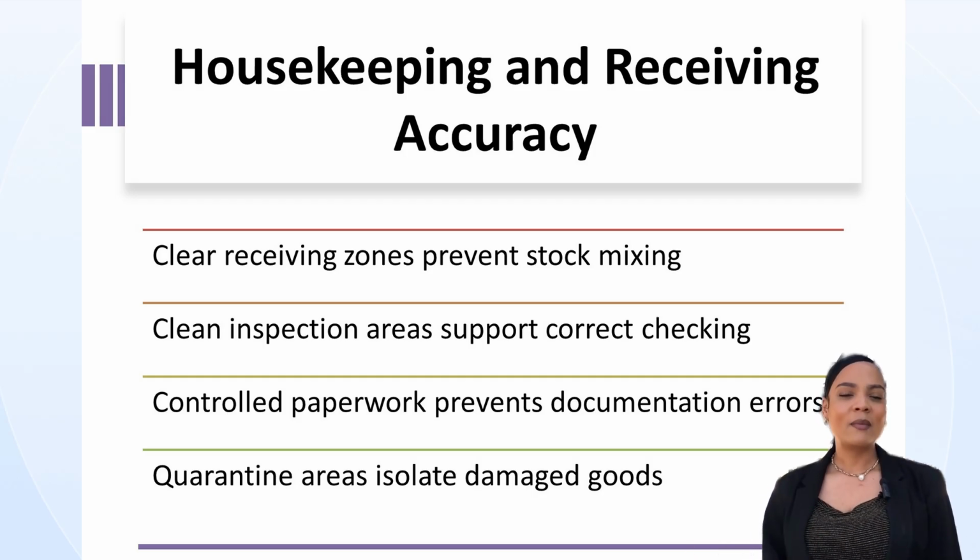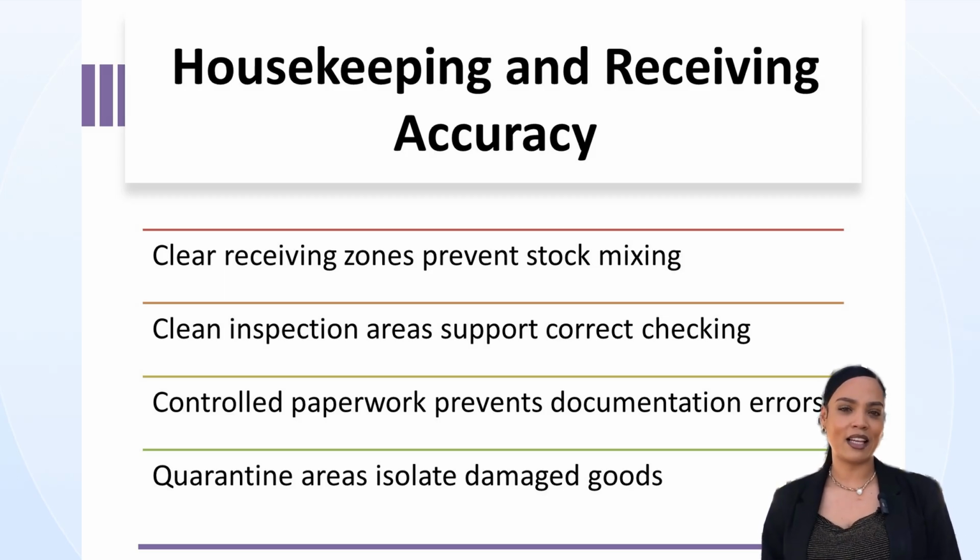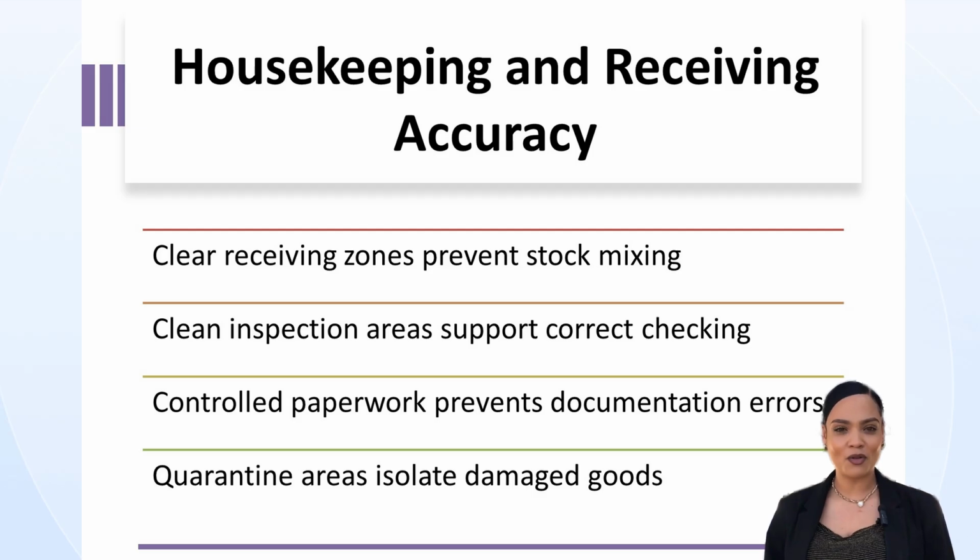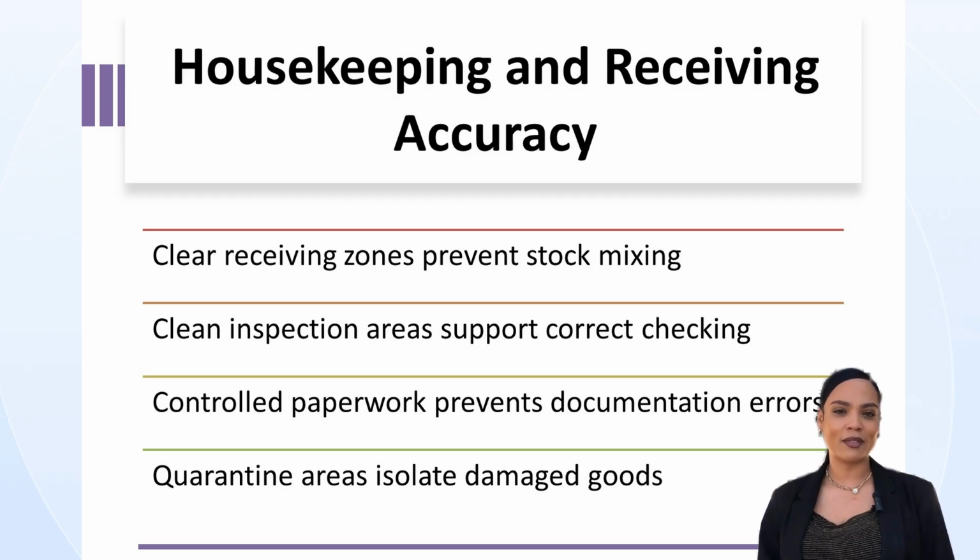3. Visible documentation and controlled paperwork flow. A tidy receiving area supports accurate cross-checking of delivery notes, purchase orders, and goods received notes. When paperwork is scattered, errors and disputes increase. 4. Proper segregation of damaged, short, or questionable goods. A clear quarantine hold area allows us to isolate goods that must not be accepted into stock until resolved. Without this, disputed items can be mistakenly put away, creating stock count problems later.